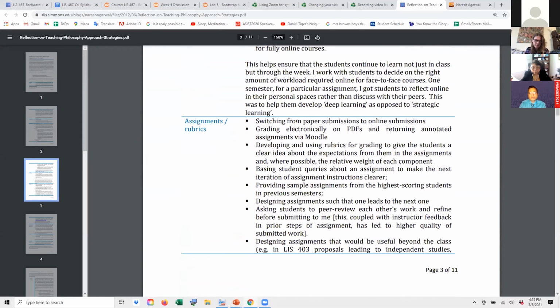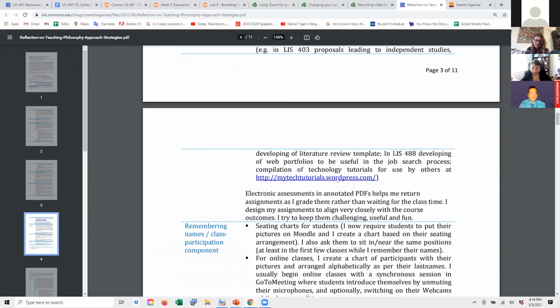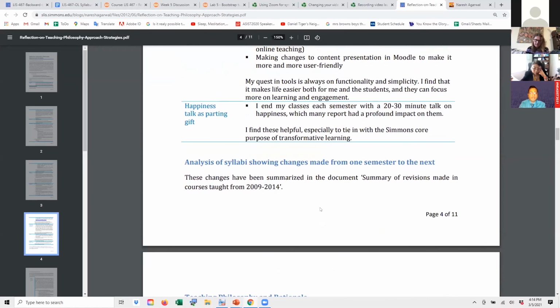I've moved from paper-based to online submissions, and I grade electronically on PDFs using annotations. I've been doing that for a long time now. And other things are trying to remember student names and having a class participation component. Using a combination of tools that I've tried out which work best, and over time I've tried out various kinds of tools which would help students in different ways. For instance, using VoiceThread to have more of a feel of in-class discussion in an online environment. And typically I also try to do a happiness talk at the end of my classes for students in the last 20 or 30 minutes of the class.